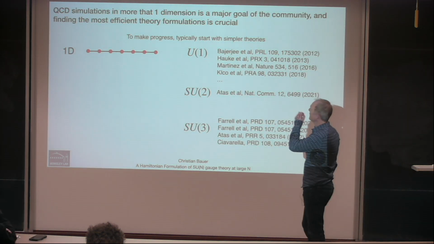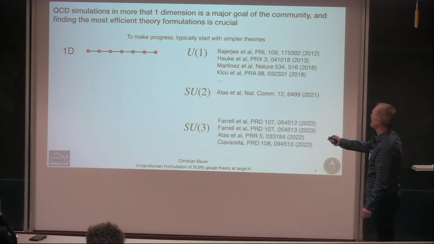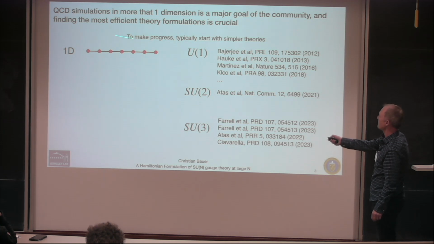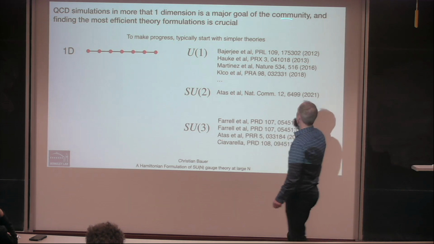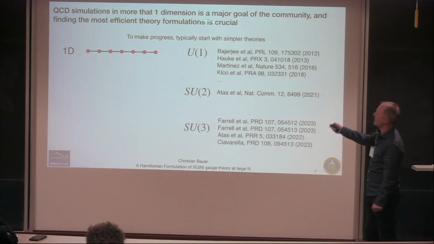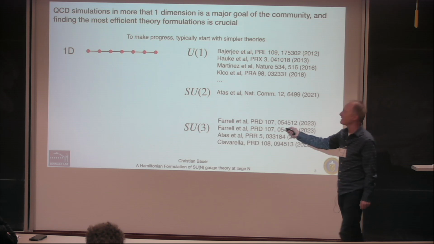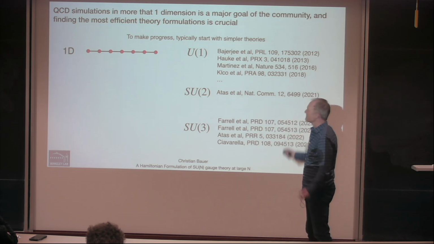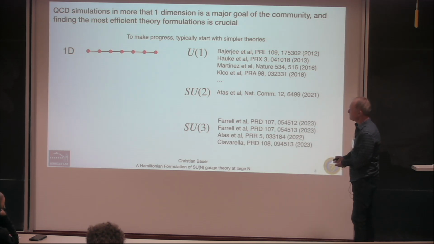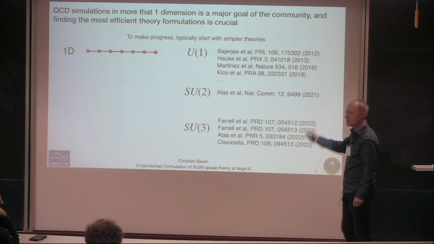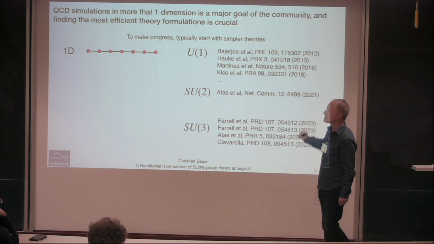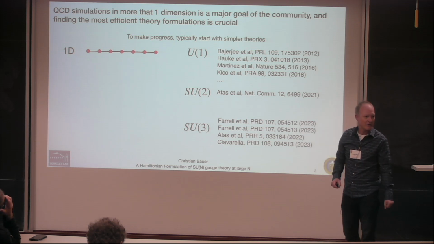So let's see where we are. As I said, that's the goal. We want to simulate QCD in more than one dimension, obviously in three dimensions. But we're nowhere near. I think I made that clear. To make progress, we typically start with simpler theories. How can we make simpler theories? Well, we can look at simpler gauge theories, and we can go to lower dimensions.